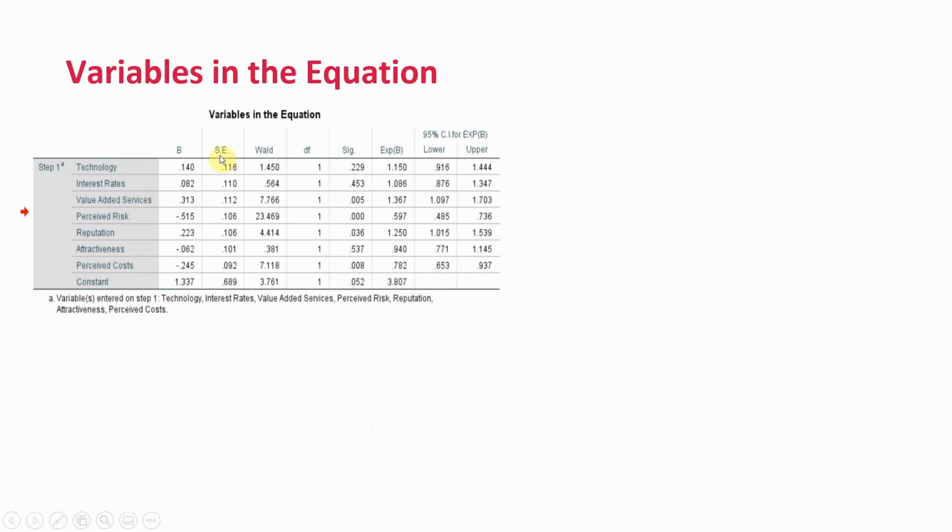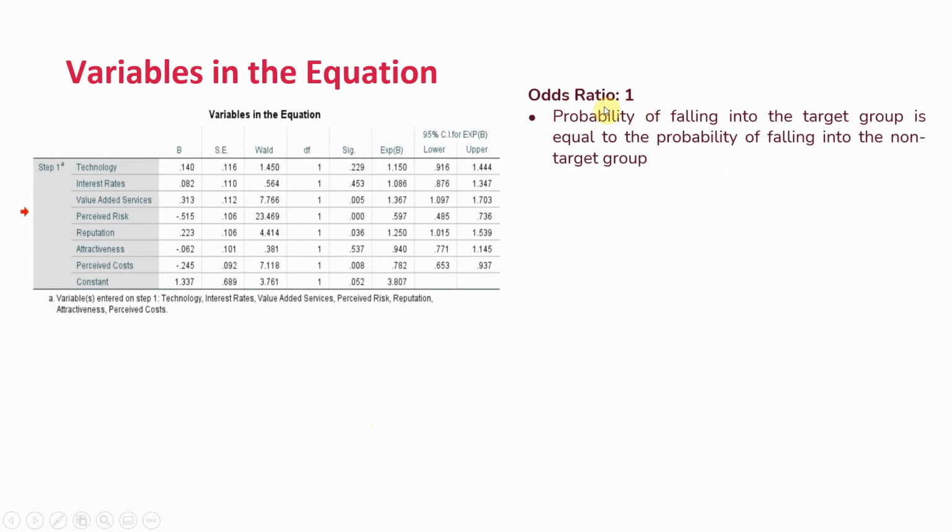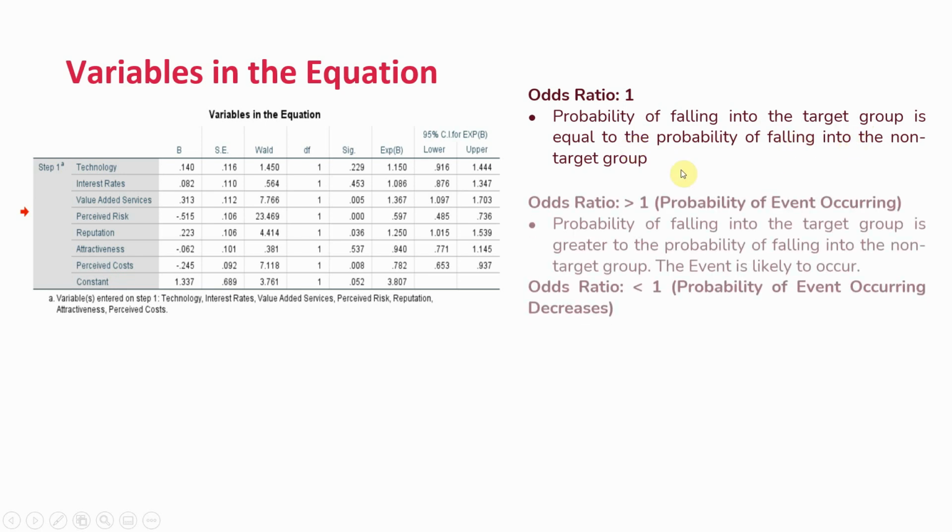Now further explaining the variables in the equation table, odds ratio. What if your odds ratio is exactly 1? So your probability of falling into the target group is equal to the probability of falling into the non-target group.